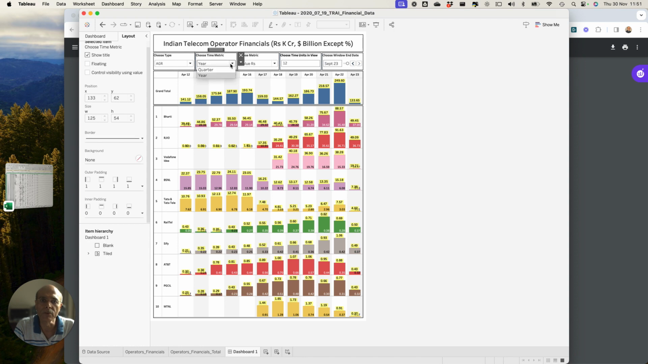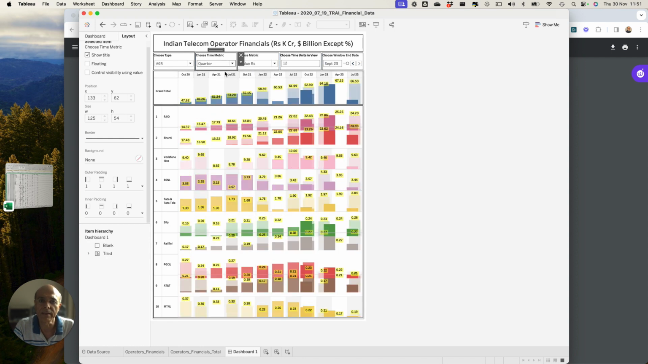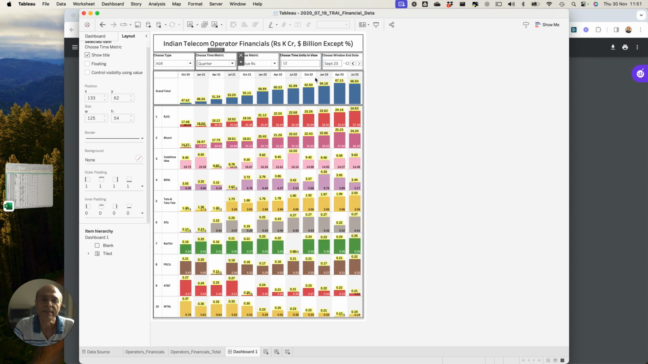Now if I choose quarters, because the granularity of the numbers is on a quarterly basis, then it will give me the start of the financial year of that particular quarter. For example, this quarter's end is 30th September 2023, and the start of the quarter is July 23. So this is how you read it, and these numbers are already mentioned here.